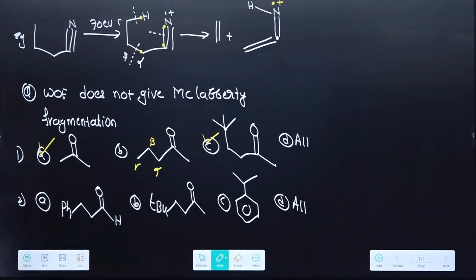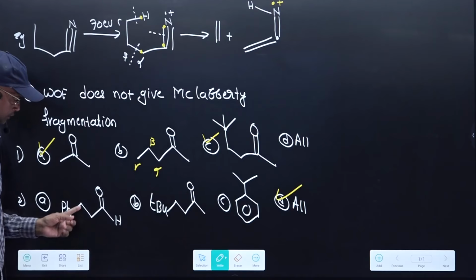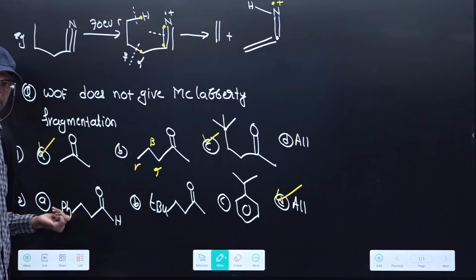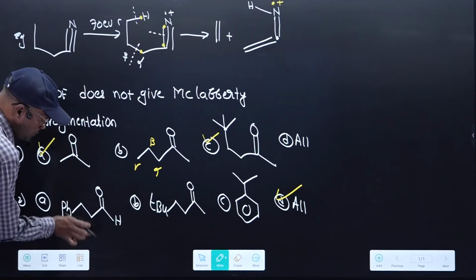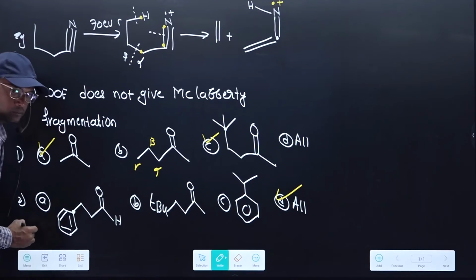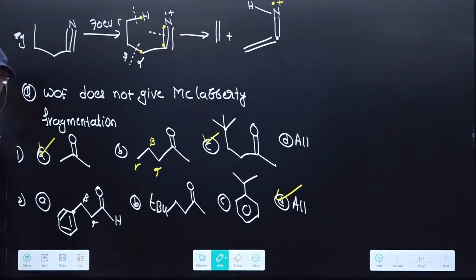Which of the following does not give McLafferty fragmentation? Which will not give? The answer is all. All will not give McLafferty because there is no gamma carbon hydrogen. This is beta. The carbon is there, but that carbon has no hydrogen. A benzene is connected to this beta carbon. Now this carbon has no hydrogen. So this is alpha, beta, this is gamma. Gamma has no hydrogen. So that's why no McLafferty.